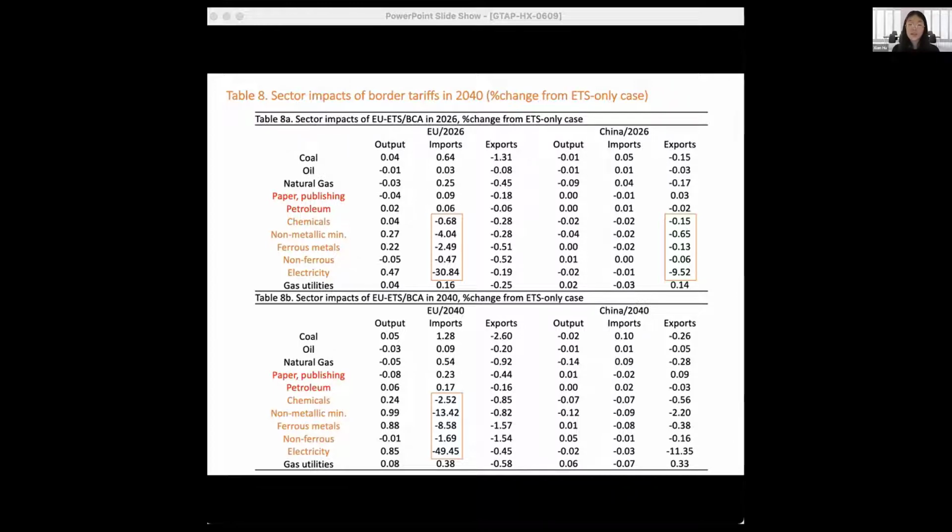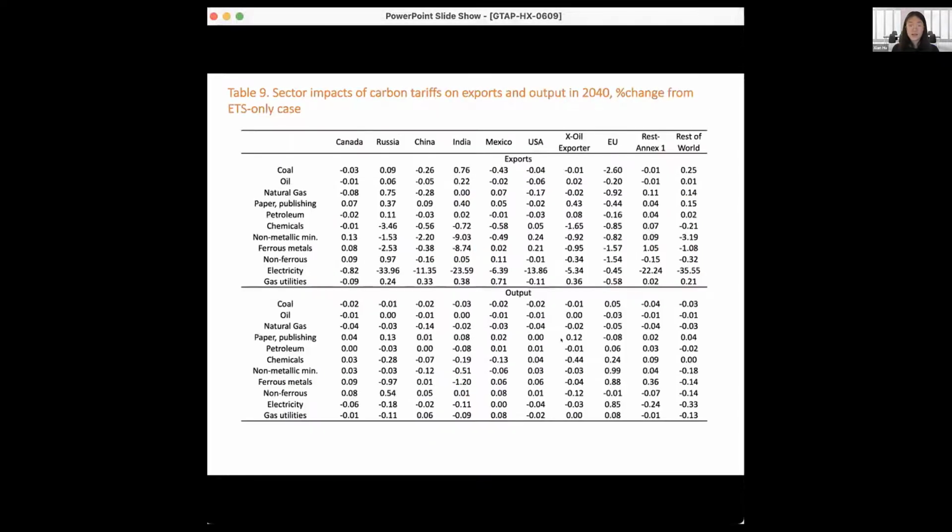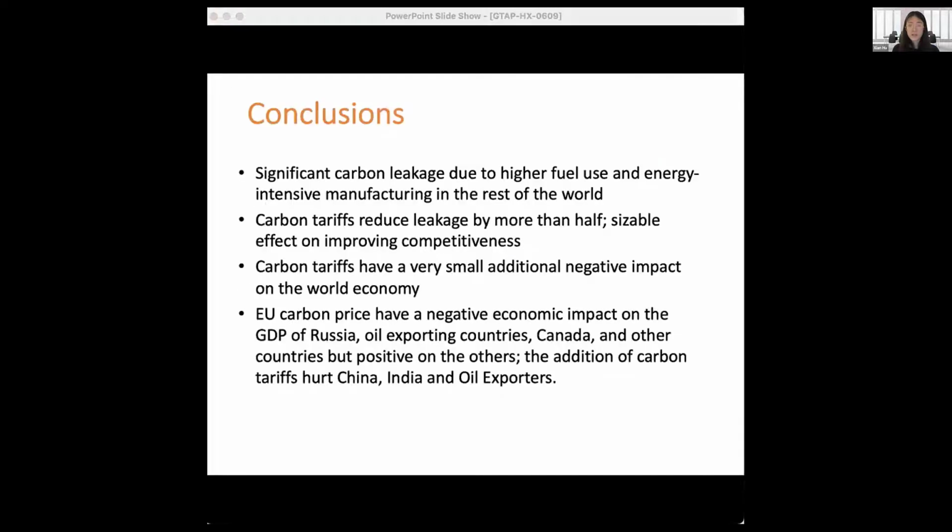And the changes in sectors in China also gave us some intuition. When the carbon tariff is imposed, China's exports of the CBAM goods fall a lot, like ferrous metal and non-metal minerals like cement. And we will skip this one. And let me briefly conclude.